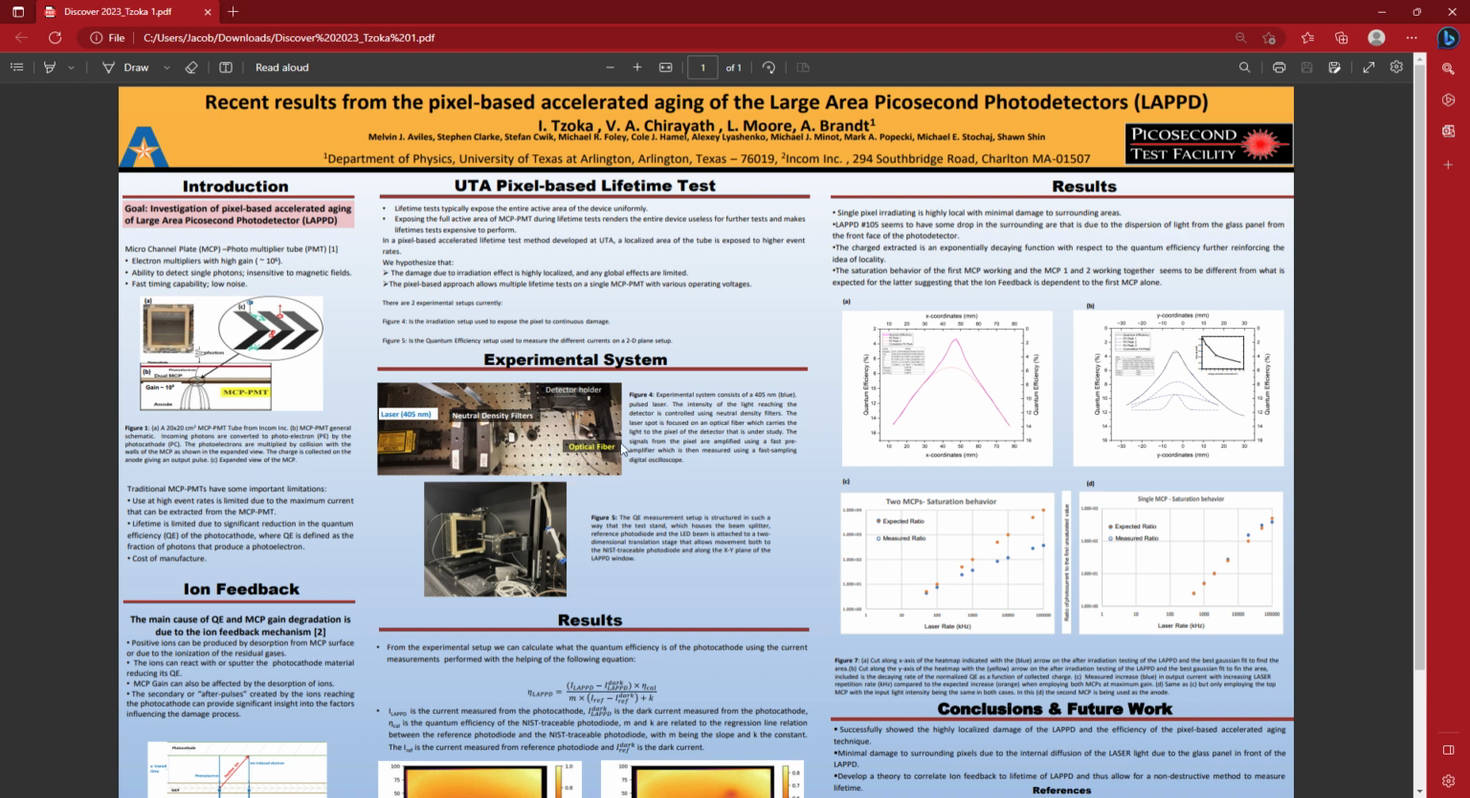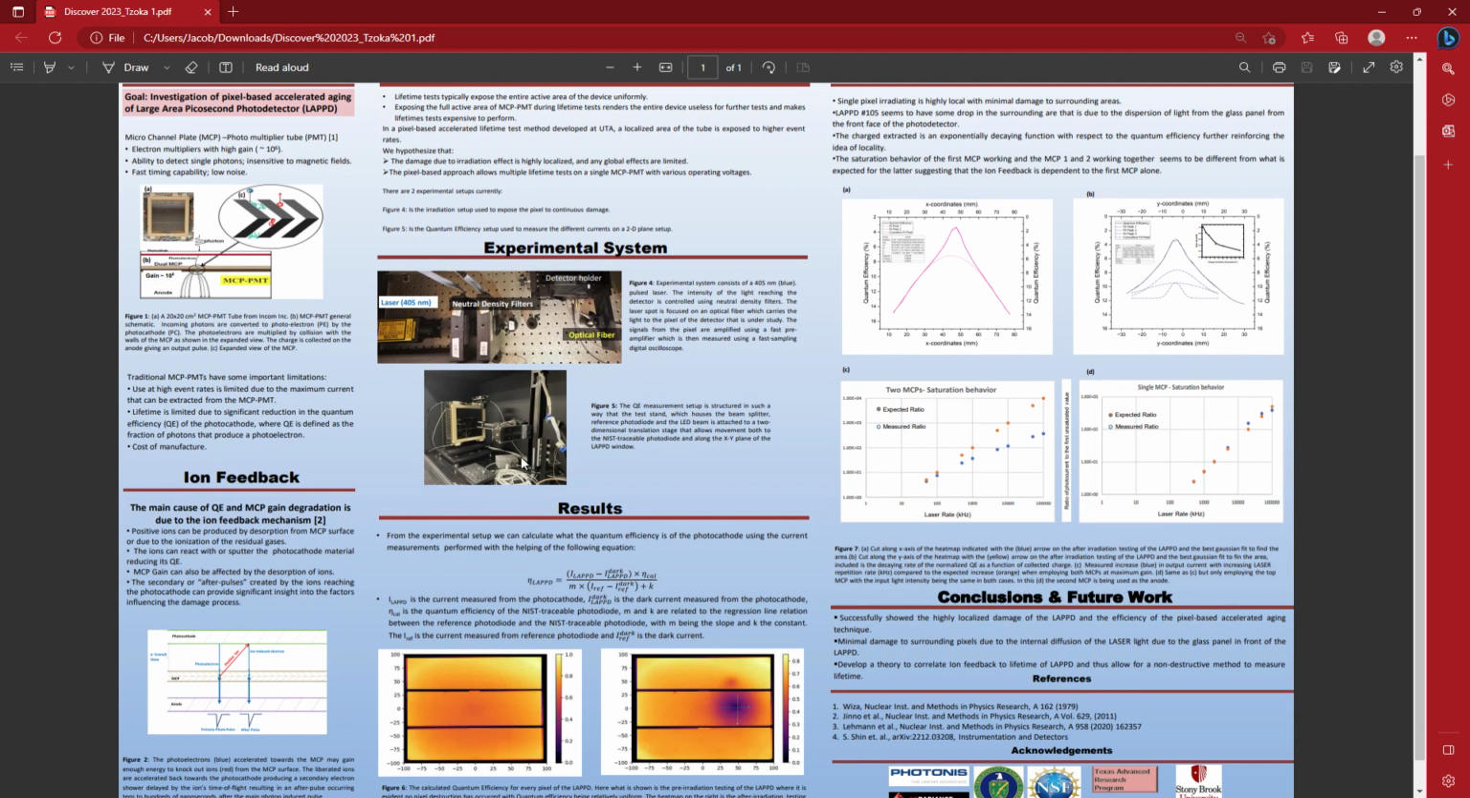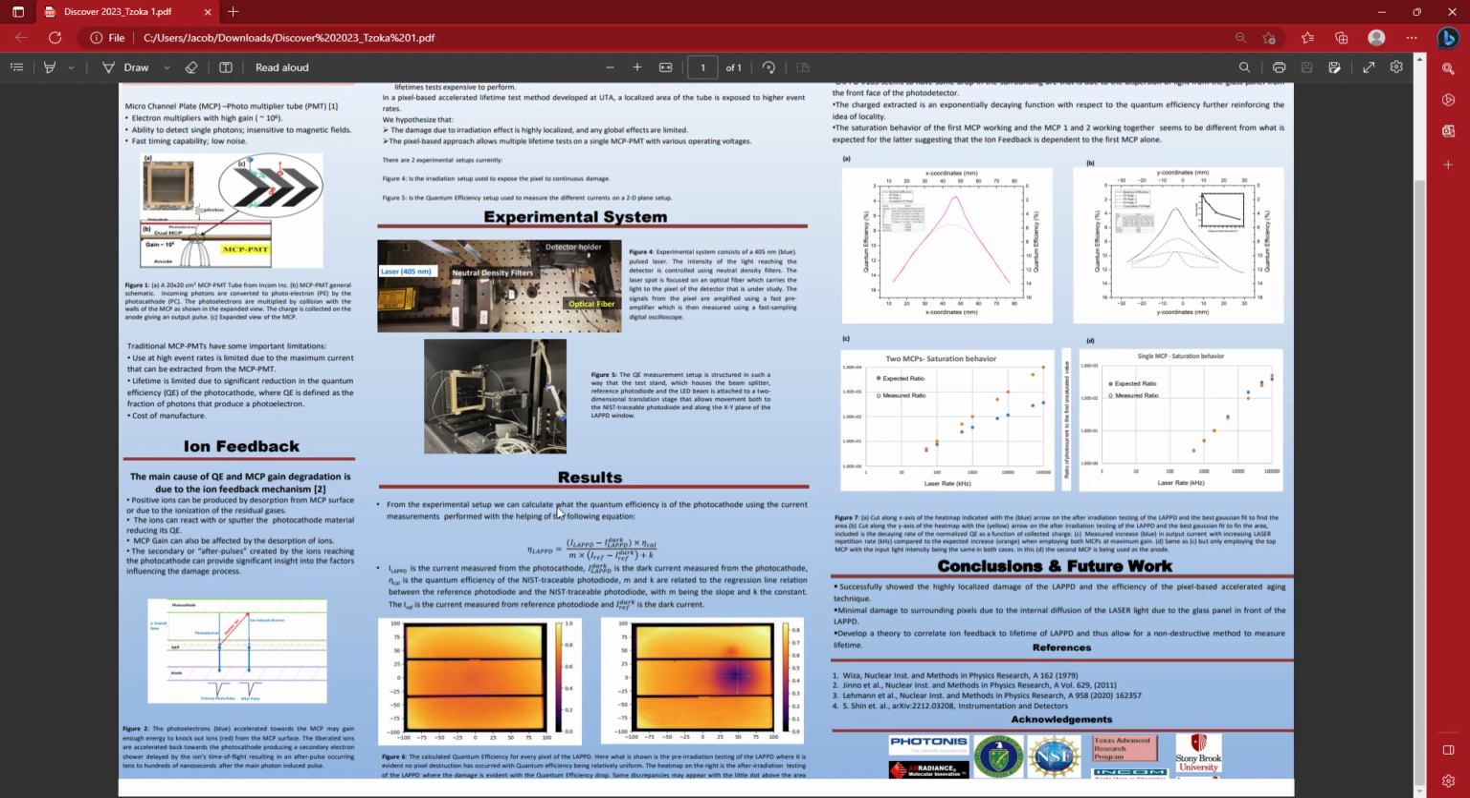Here we see the experimental system. In this case, we have the irradiation system, where a laser passes through some NDF and then to an optical fiber. The optical fiber goes to the detector. And here is the second testing setup, where we measure the quantum efficiency of our detector. Here is how the quantum efficiency is calculated from the different currents that are measured.